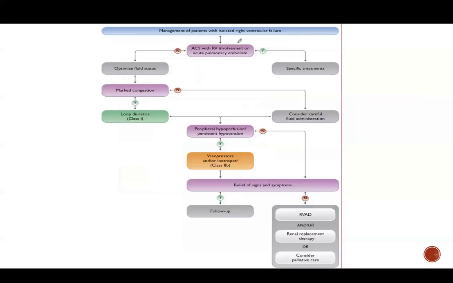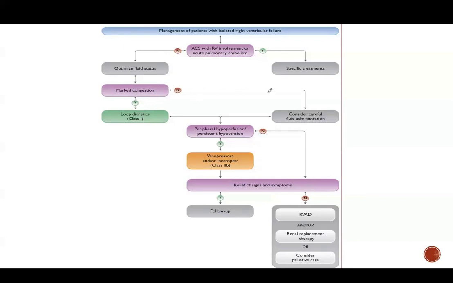In patients with isolated right ventricular failure, first you should look for the cause of right ventricular failure. The most common cause is acute coronary syndrome with right ventricular involvement, or it could be acute pulmonary embolism. If yes, you should treat specifically for acute coronary syndrome and pulmonary embolism. If you do not find any of these causes, then you should optimize fluid status, and then check for marked congestion, whether congestion is there or not. If there is a lot of congestion, then you give loop diuretics.